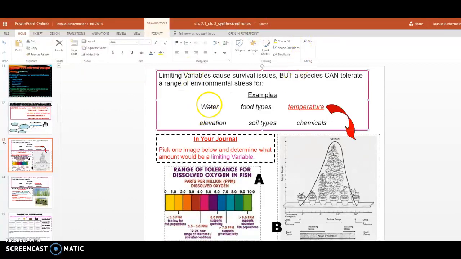Like if we don't get enough water, it's bad, but we can get small amounts of water, we should survive. We may not get all the food we want in our environment, but if we get a little, we should survive, right? So it's a range. Let's look at an example for temperature. So what does it mean, a range of environmental stress? So where I put range of environmental stress, let's look at the temperature and what that means.